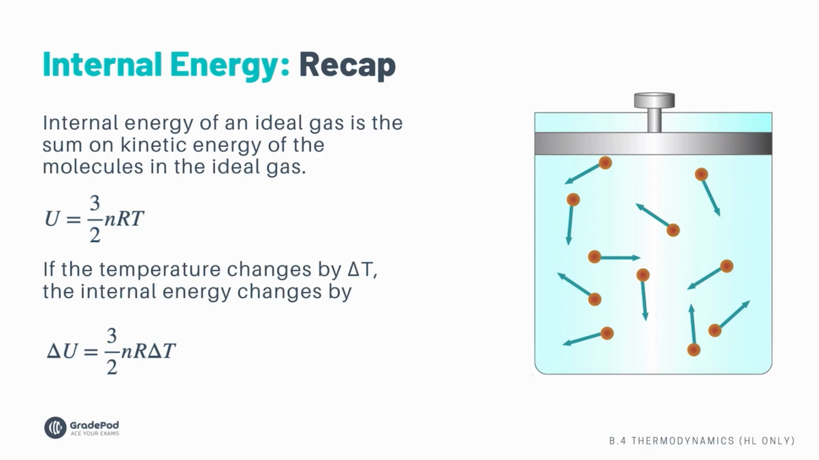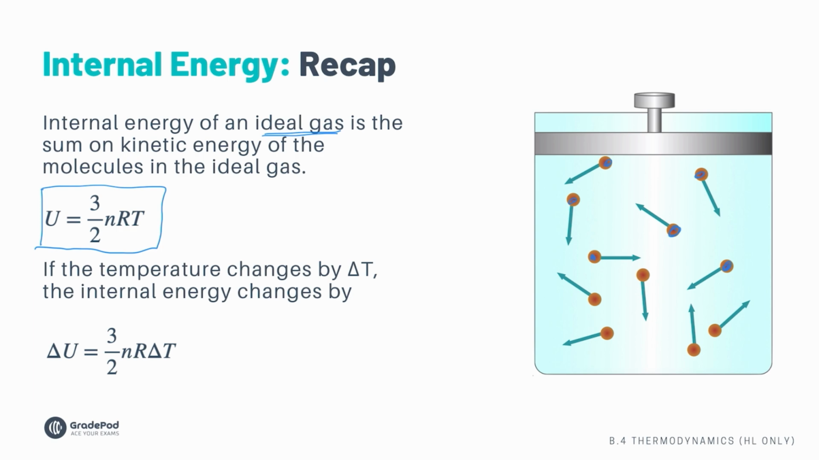I just want to do a quick recap of internal energy, which we studied in topic B3 gas laws. The internal energy of an ideal gas, and remember we're looking at an ideal gas here, is the sum of kinetic energies of the molecules in the ideal gas. So we've got all these molecules here. They all have a different amount of kinetic energy, and the total internal energy is the sum of the kinetic energies of those molecules.